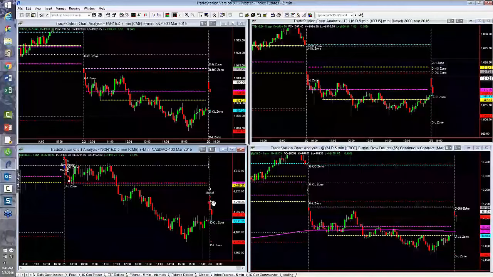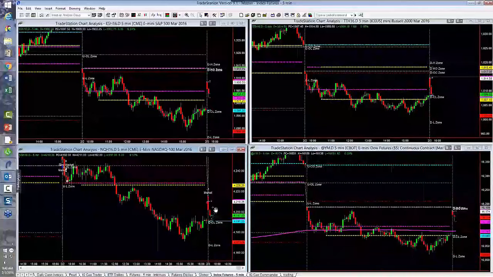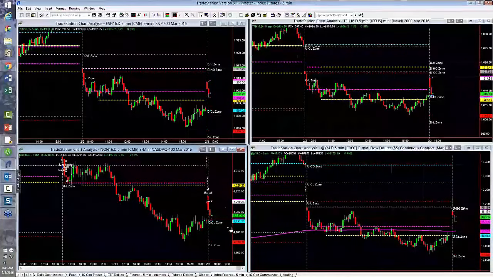Gaps are what I prefer. They're my bread and butter. Ranges are awesome, and I've done well with those, but gaps are what I primarily focus on for the bulk of my capital, at least in trading decisions.